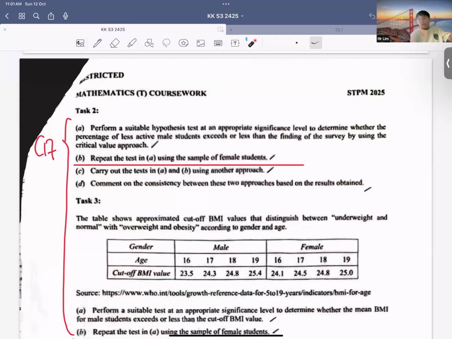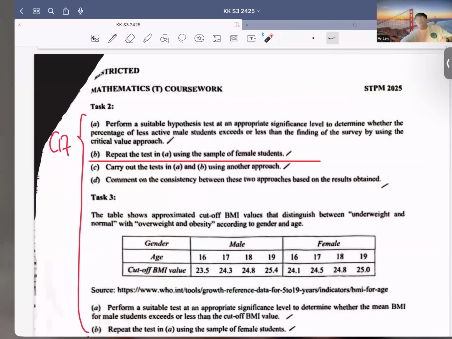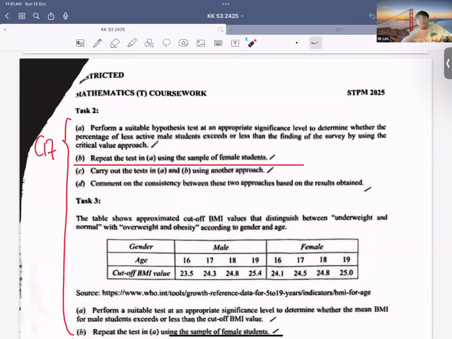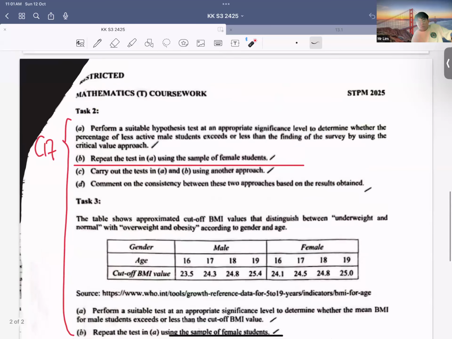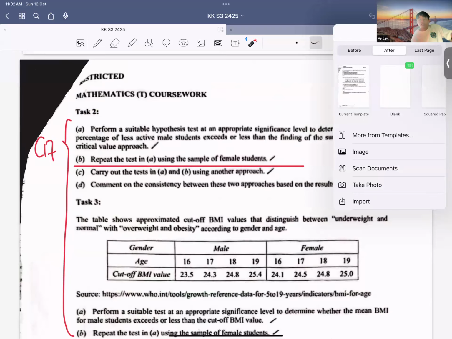For those of you who haven't learned Chapter 17, you can pause the video and watch it next time, because you might gain nothing if you haven't learned the chapter first. It is unfair if your teacher hasn't taught this chapter but wants you to come up with that. I think most of your teachers will teach Chapter 17 first, and only then ask you to do Task 2.